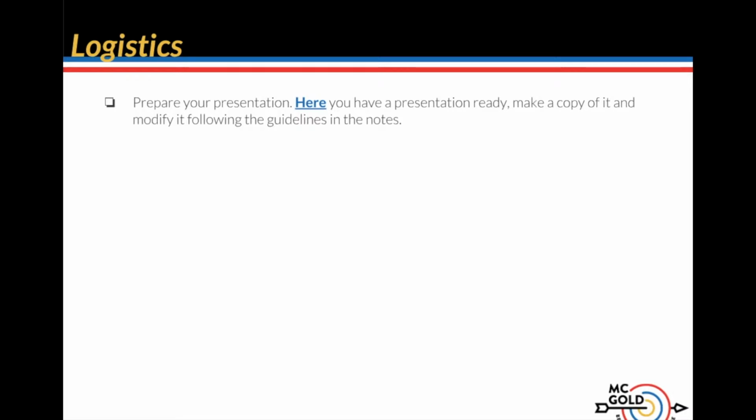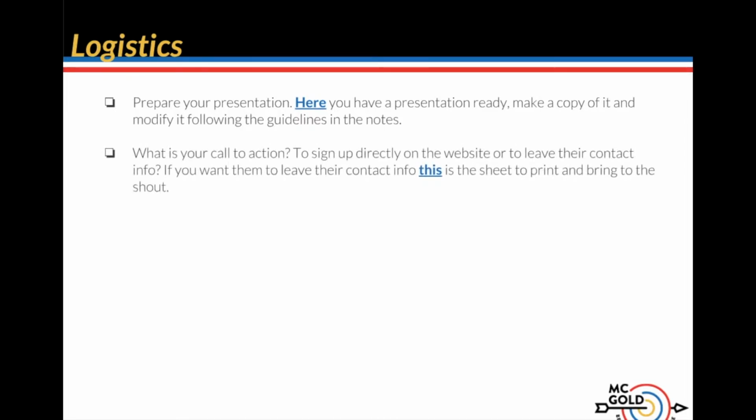Then you need to ask your professor if they will allow you to use slides. If they don't, it's fine. You can also do a class shout without slides. Then have a clear call to action. Try to understand, do you want them to sign up directly on the website, or do you want them to leave their contact info?